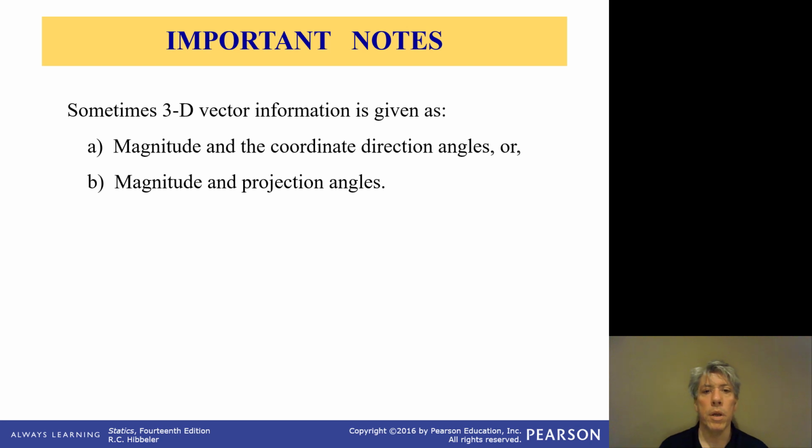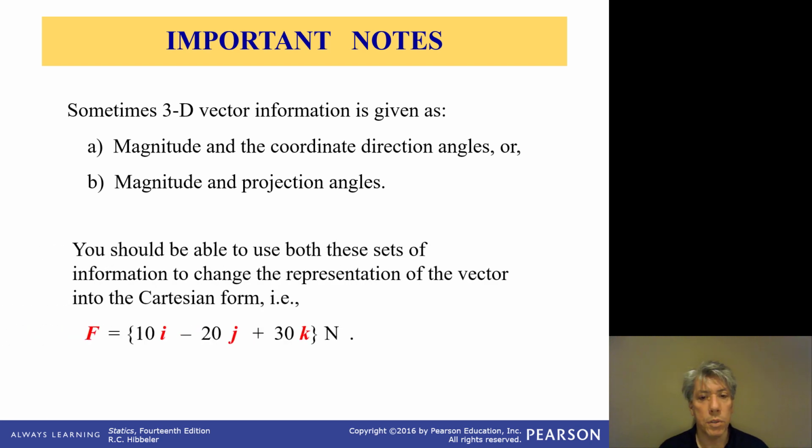There are some important notes here, okay? Sometimes a three-dimensional vector will be given as magnitude and the coordinate direction angles, or it might be given as magnitude and projection angles instead. You should be able to use both of these ways of describing the vector and be able to change into a Cartesian form. So for example, a force vector that is 10 in the I direction, negative 20 in the j, positive 30 in the k. We'll have examples that will help you understand how to do all of this later.